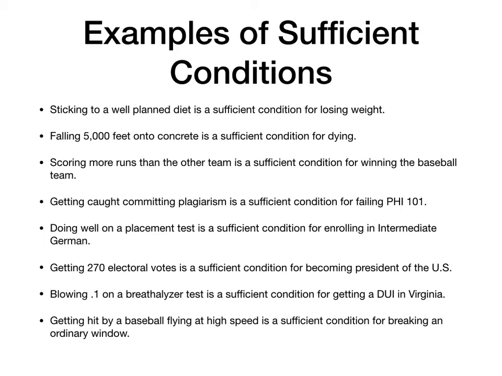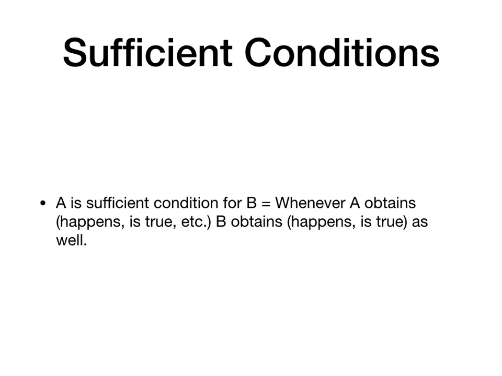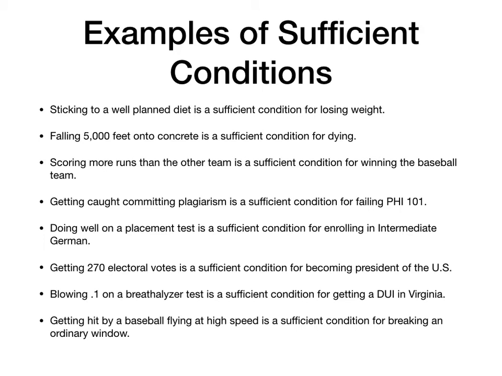Getting hit by a baseball flying at high speed is a sufficient condition for breaking a window. There's lots of other ways to break a window. You can hit it with a rock. You can hit it with a hammer, and so on and so forth, right? So, necessary conditions, you have to have the necessary condition to get the thing it's a necessary condition for. Sufficient conditions, generally speaking, it's one way to get the thing, it's not the only way, right?